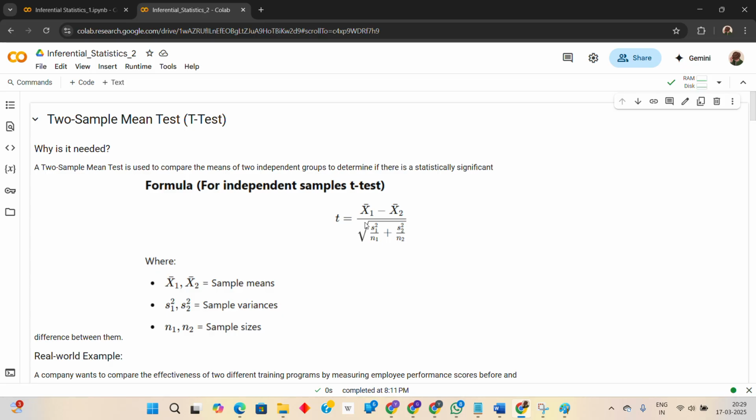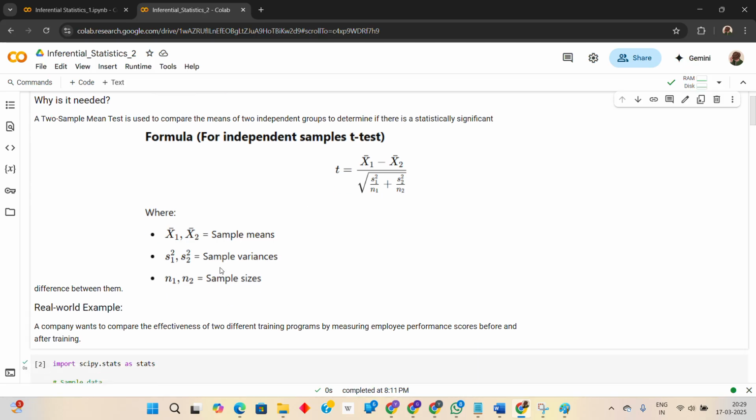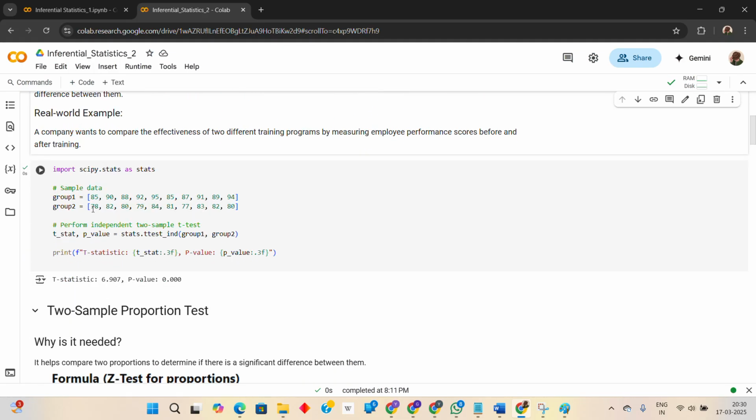The two sample mean test uses x1 bar minus x2 bar, that means two different sample means. x1 bar is the sample mean of group 1, x2 bar is the sample mean of group 2. S1 and S2 are the sample variances, and n1 and n2 are the sample sizes. Using these, you can simply put them in the formula and you will get the two sample t-test.